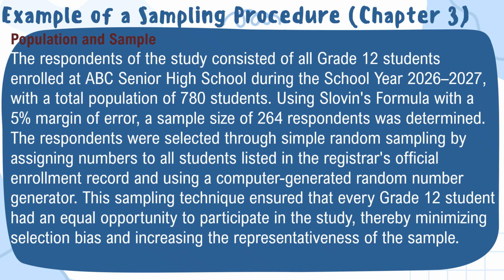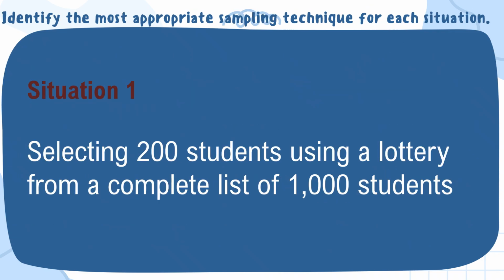Okay, so this is what I want you to learn from this example. A good sampling description doesn't simply give numbers. It explains the entire selection process. Okay, now let's test your understanding.